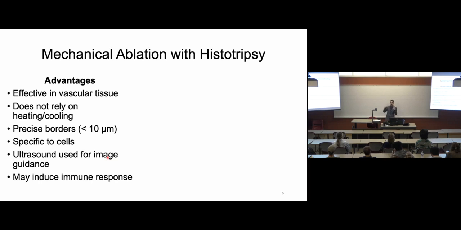The bubbles show up as very hyperechoic on a standard ultrasound image. And so you can use ultrasound imaging for guidance as opposed to something expensive or ionizing like CT or MRI. And then the other thing is that it seems to, at least in preclinical studies and in one of the patients that was treated in the clinical trial, induce an immune response. So it may be that if you have extensive disease, like multiple metastases of a tumor, you could treat one of them and potentially get a strong immune response throughout the body.